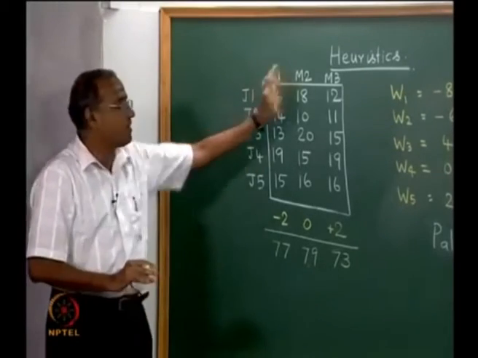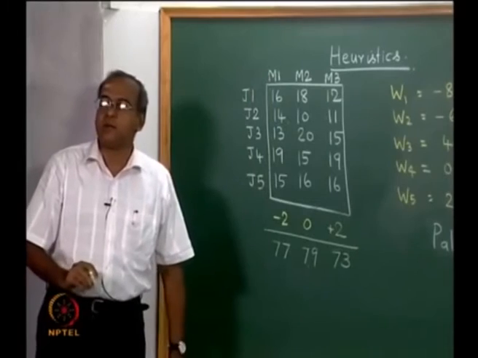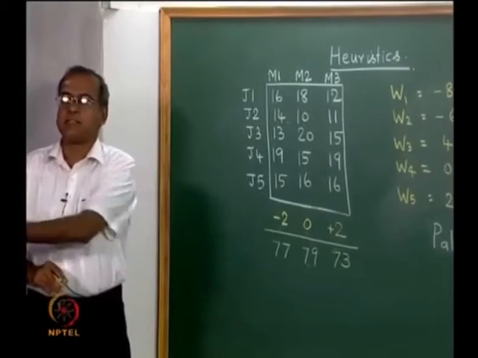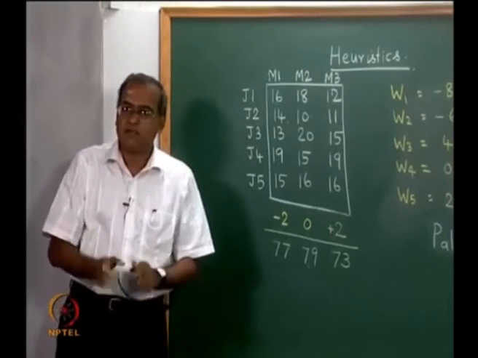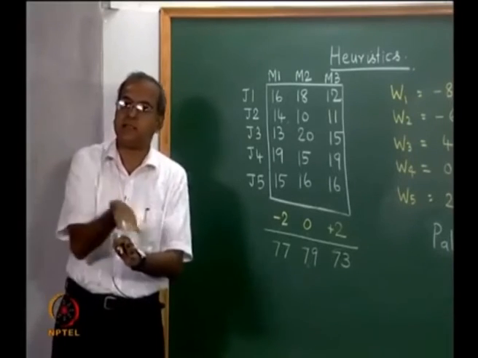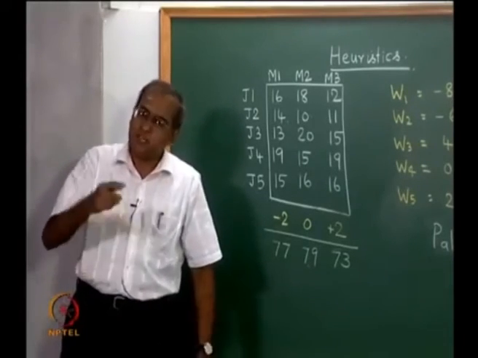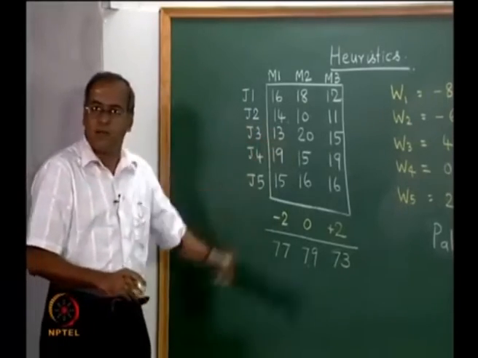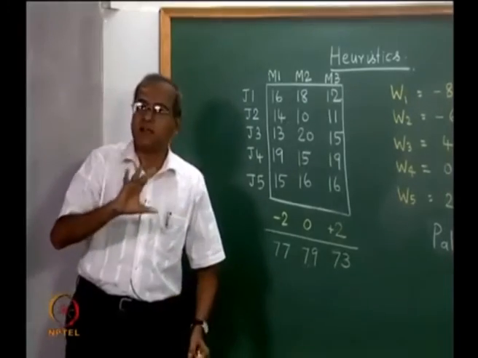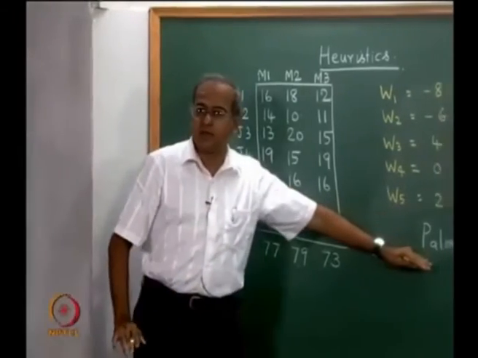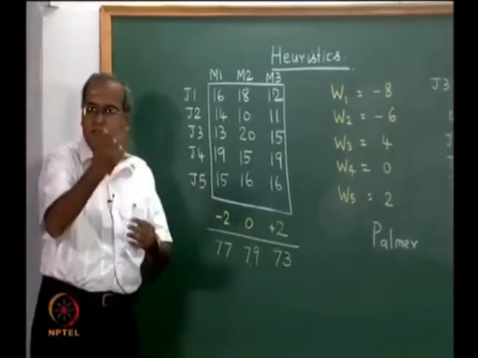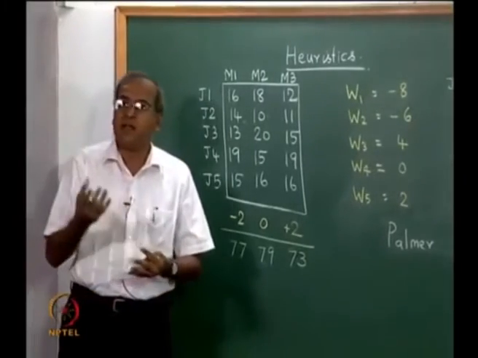Now, what happens when I have an even number of machines? If I have 4 machines, what do I do? The suggestion was -3, -1, +1 and +3. There is no middle machine, so the 2 middle ones will get -1 and +1, and then a +3 on this side and a -3 on the other side. There were several improvements to this algorithm, but the most important contribution is that it is one of the earliest algorithms, and the very idea of the weights and the index captures the essence behind Johnson's algorithm.